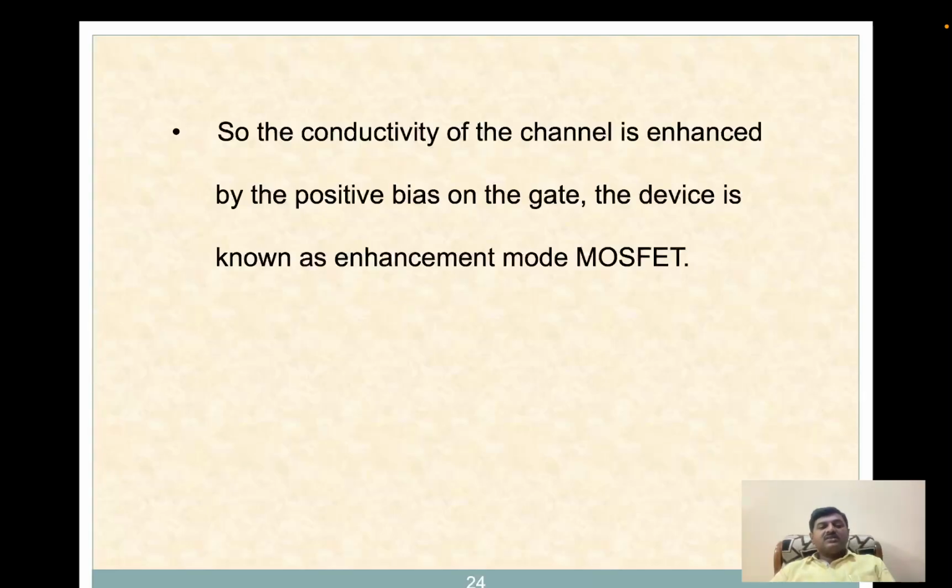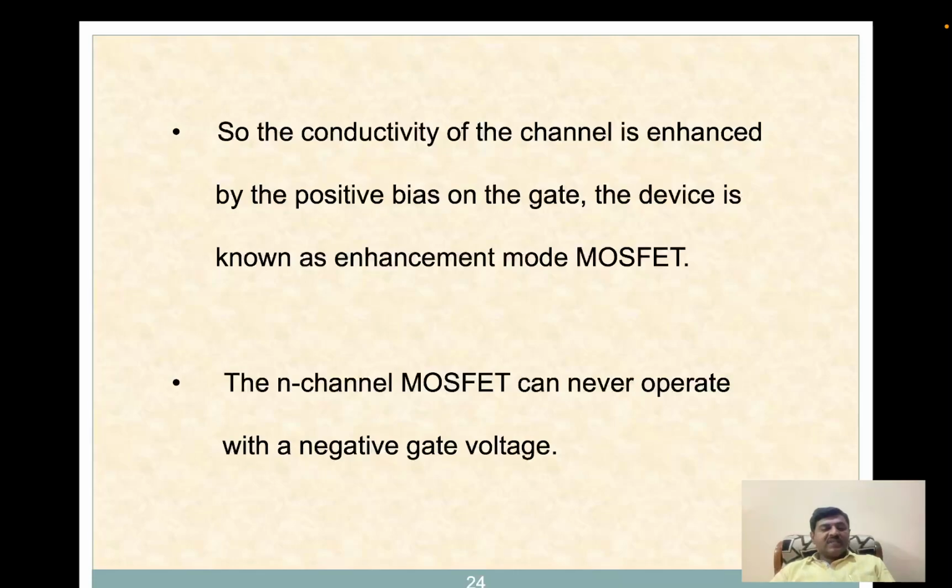Now we'll see it in the form of a graph. So the conductivity of the channel is enhanced by the positive bias on the gate, and the device is known as enhancement type of MOSFET. So the N-channel MOSFET can never operate with a negative gate voltage.